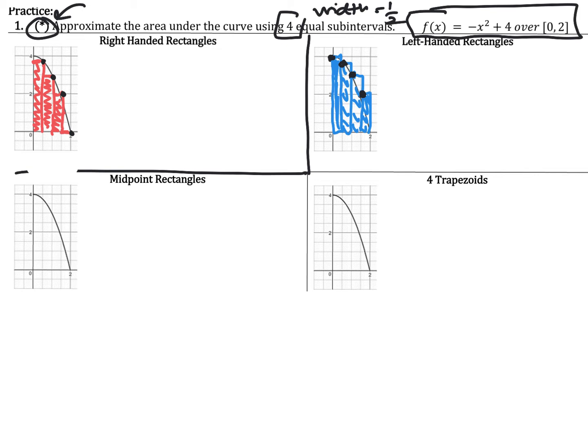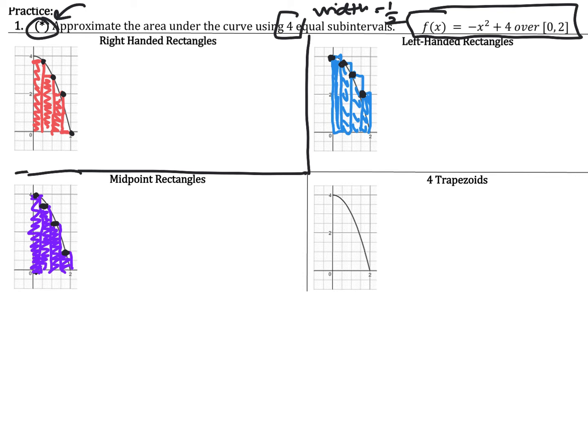If we were doing this with midpoint rectangles, we'd be looking for exactly halfway between each of these. So halfway between here would be somewhere around here is going to be the height, somewhere around here, somewhere right in the middle. 1, 2, 3, one more right in the middle. And then we can draw our rectangles going up to that height as well. And we'll come back and look at the trapezoid one last.